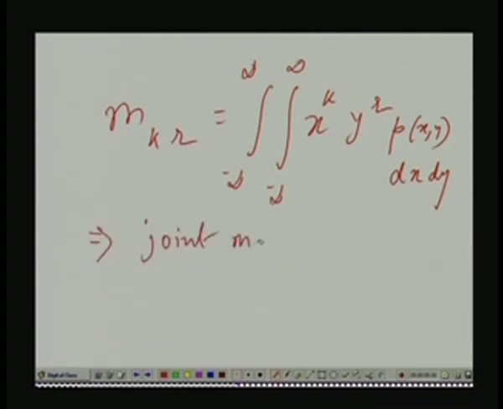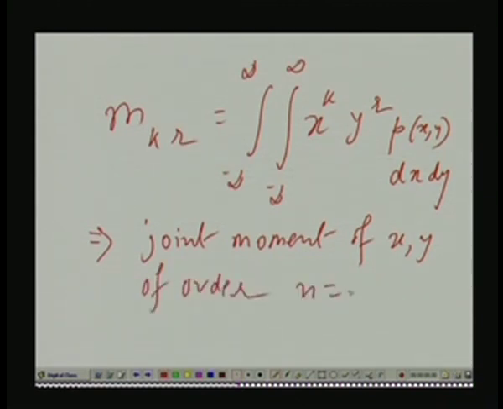joint moment of x y of order n equal to k plus r. So, it is very much similar to the moment that we dealt with for a single random variable case. It is a generalization of that to two variables. Okay.